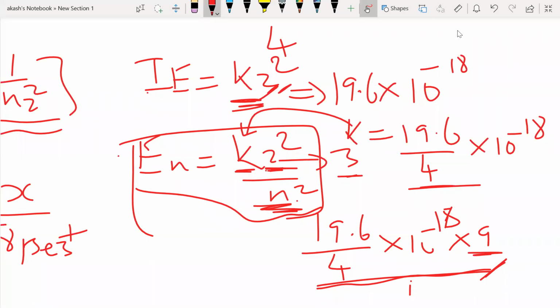Okay, go to the 15th question. So they're telling in Lyman series, the shortest wavelength of hydrogen atom appears at x meters. Hope you remember what is the condition for shortest wavelength, what is the condition for longest wavelength, right? So they're asking what is the longest wavelength in Balmer series of He plus ion.